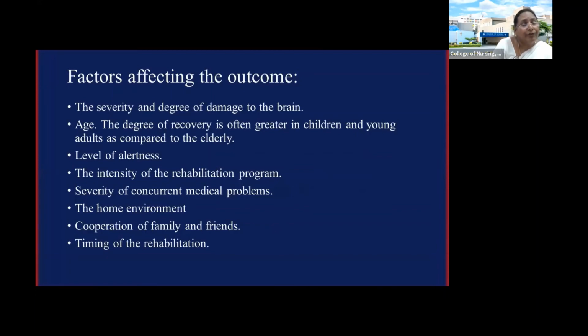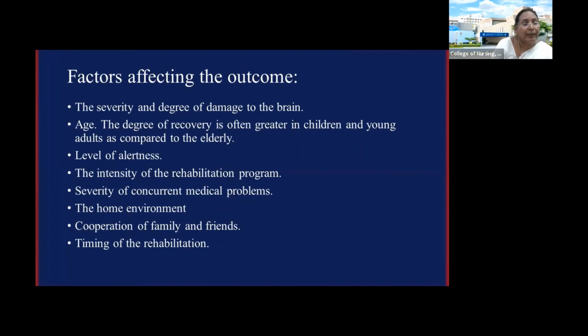Age. The degree of recovery is often greater in children and young adults as compared to the elderly. Level of alertness, that is the cognition. A person who is not cognitive, who is not aware of the surroundings, has very little interaction with everyone. So whatever you tell him, whatever motivation you give, the response from the person is very less. So level of alertness actually affects the outcome during rehabilitation.